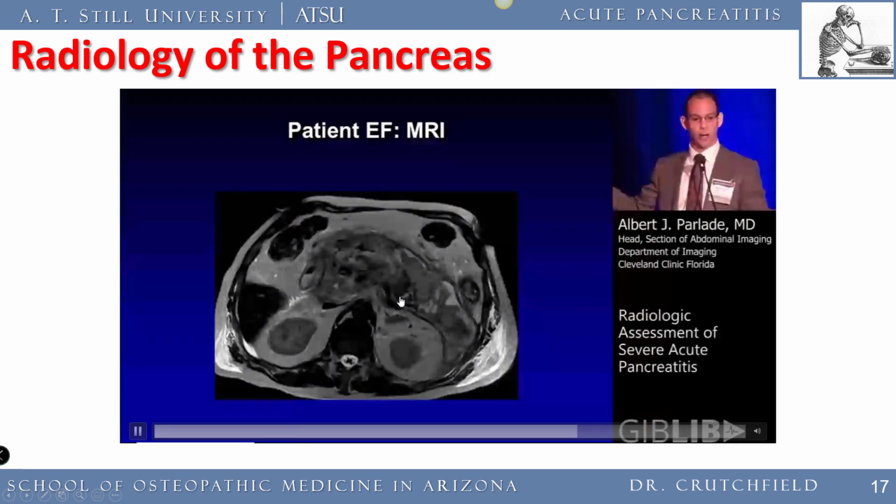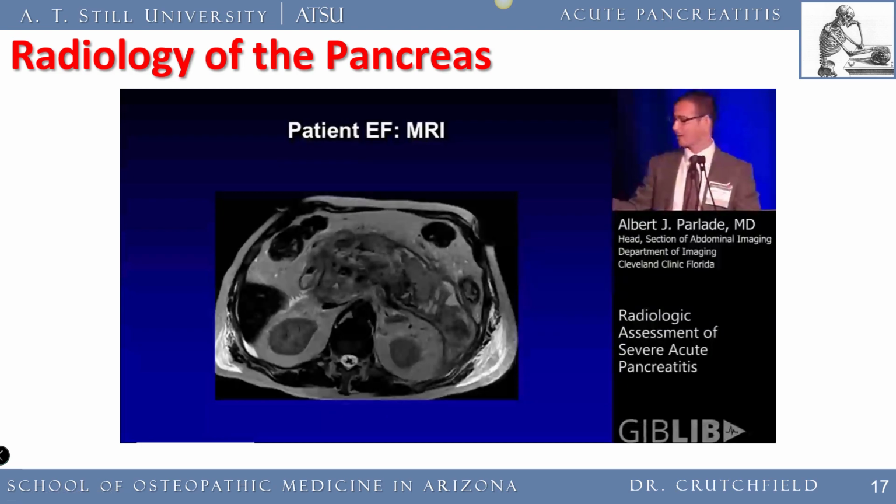Again, another MRI showing how complex this fluid is. It doesn't look like something that's going to drain easily. It's got many different signals in it, very heterogeneous. It includes some fat signal and some gas. This looks like something that would be a challenge to drain.